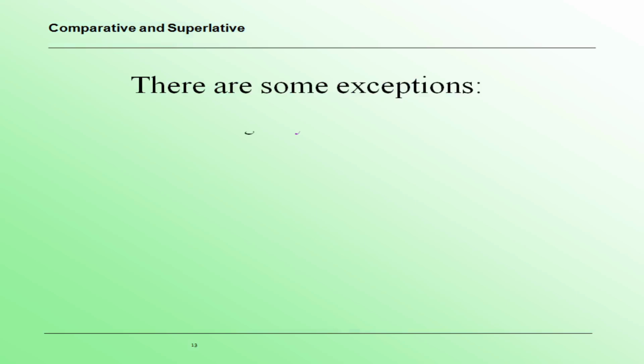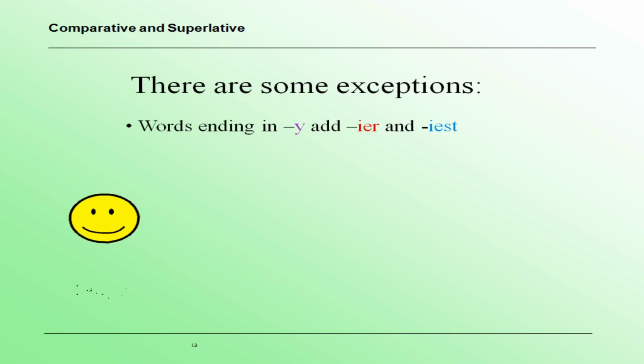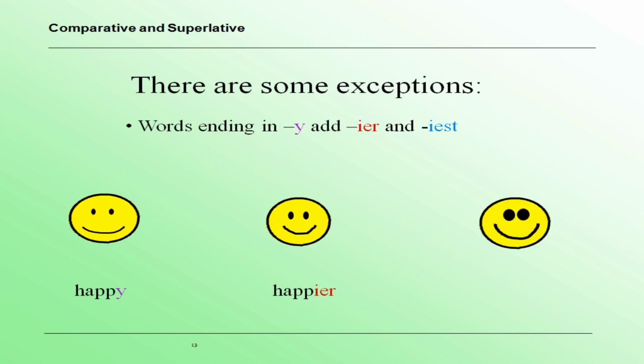Here there are some exceptions. Words ending in y, add IER and IST to form comparative and superlative. Examples: happy. Happy becomes happier in the comparative form, and the superlative form is happiest. Now here happy ends in y letter. Before that p letter is there, it is a consonant.